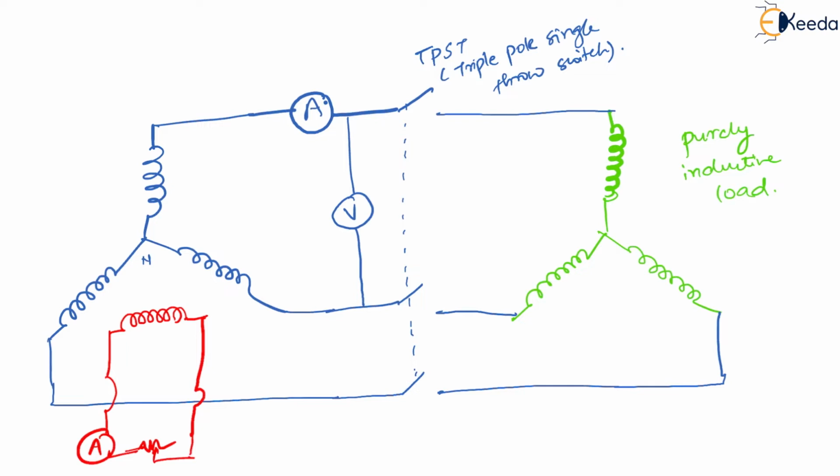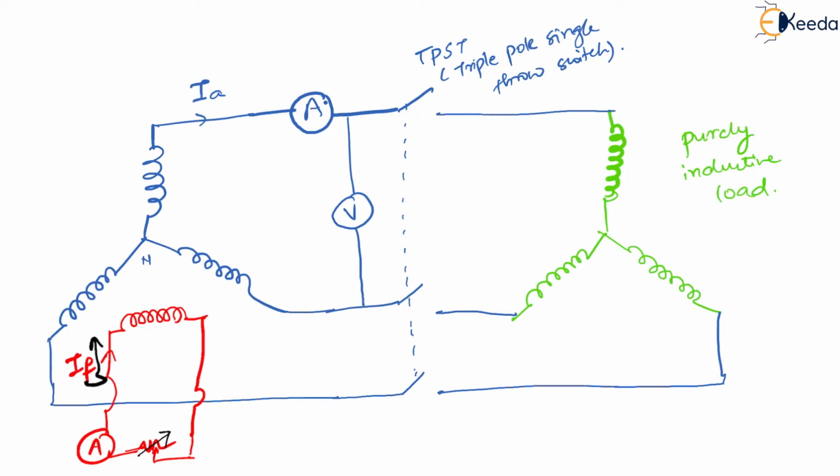At starting, let me call this field current IF, and let me call the current here armature current IA. Now, at starting, if IF is 0, how much is the voltage? Voltage is also 0, no doubt, correct? Now as you keep on increasing the field current, how will you increase it? By varying this particular rheostat, the field resistance, you are going to increase this field current.